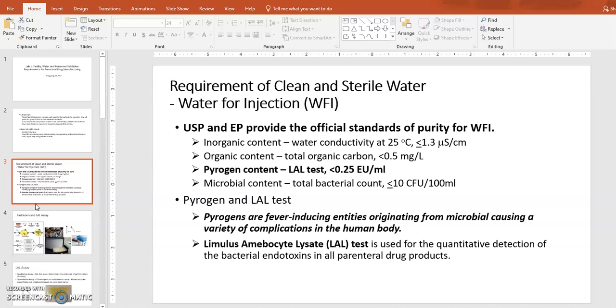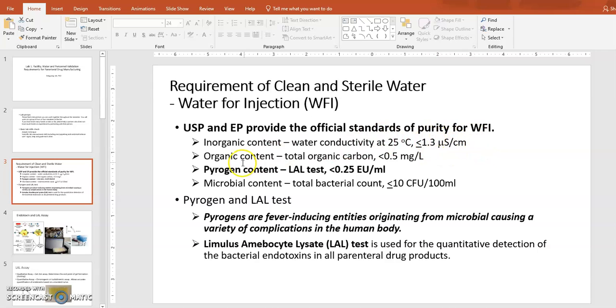Then how do you measure the inorganic content? You need to use the conductivity measurement, because some of those inorganic materials are metallic, charged, electric conducting materials. So if you have a lot of those, the conductivity would go up. If you don't have a lot of those, conductivity will stay at a very low level. So you can measure that. The conductivity should be less than 1.3 microsiemens per centimeter.